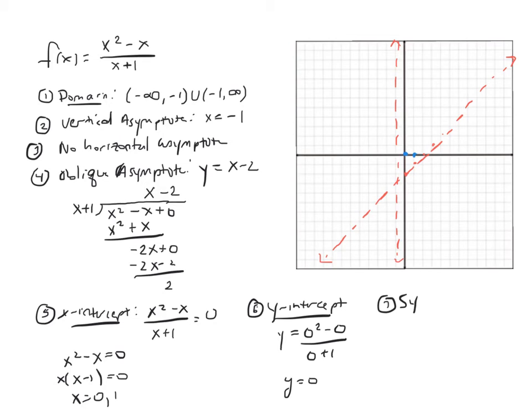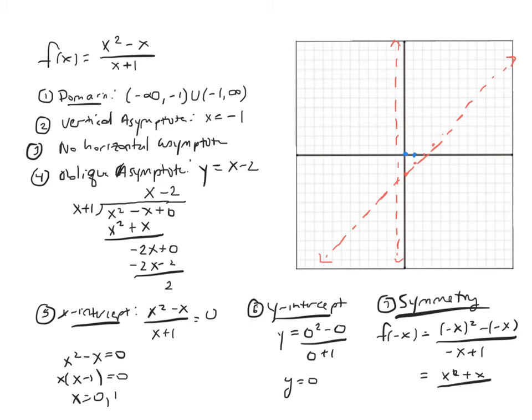And last, if we look at our symmetry, we've got -x squared minus -x over -x plus 1. Now this is not equal to f of x, nor is it equal to -f of x. So this function is not even and also not odd.